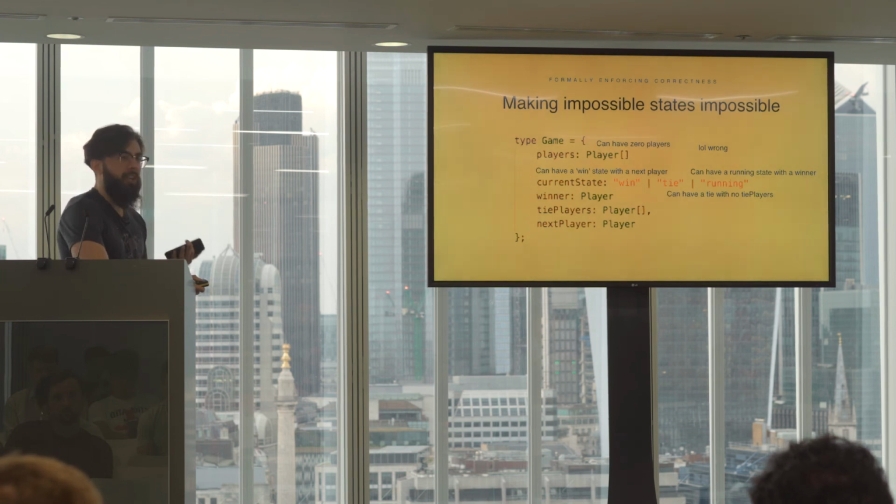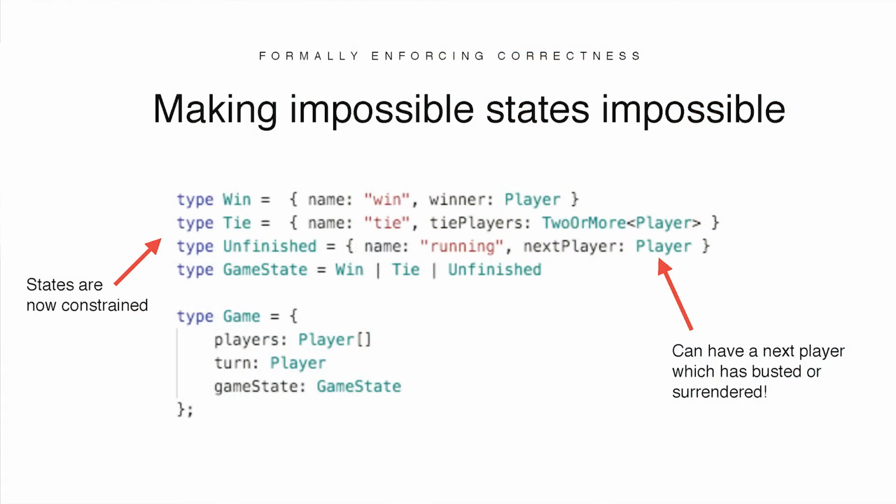We need to make sure that our code is not going to get there. So what we can do here is constrain our state. We can have a type win, which has a name and a winner. We can have a type tie, which has 2 or more players that are in a tie. We can have an unfinished state, which has an X player. And then our game state is basically a union of all those types.